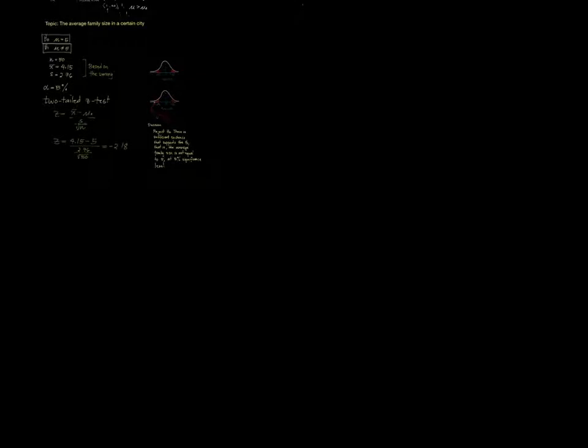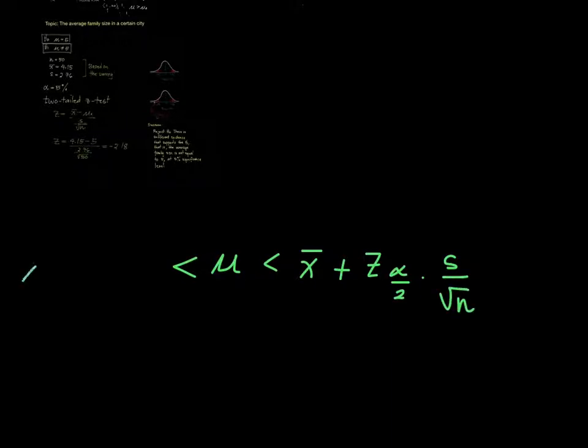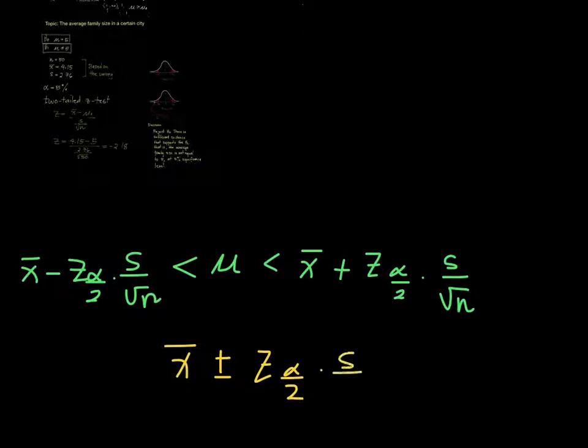So first, we need to recall the formula for constructing the confidence interval. The value of mu is somewhere between the sample mean plus the margin of error, z of alpha over 2 times sigma, if sigma is known, but if sigma is not known, we can use s, and on the other side x bar minus the same value, z of alpha over 2 times s over the square root of n. And we all know that this formula can be changed into a simpler form: mu should be somewhere between x bar plus and minus z of alpha over 2 times s over the square root of n.